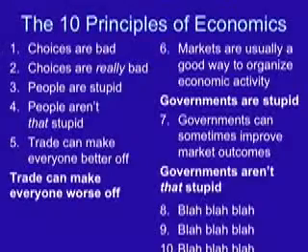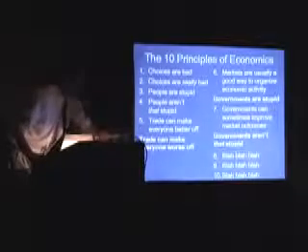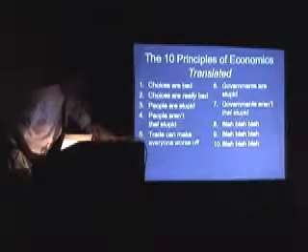Now notice the final two here, governments are stupid, governments aren't that stupid, follow immediately from principle 5 and its translation. If trade can make everyone better off, what the heck do we need government for? But if trade can make everyone worse off, we better have a government around to stop people from trading.